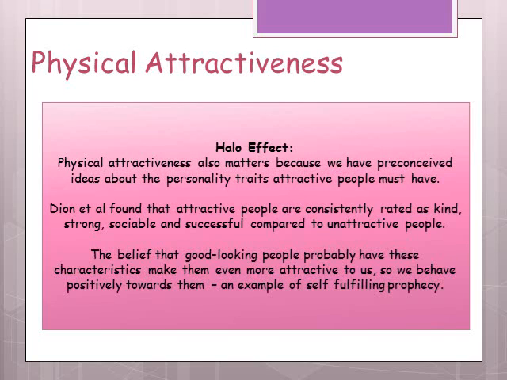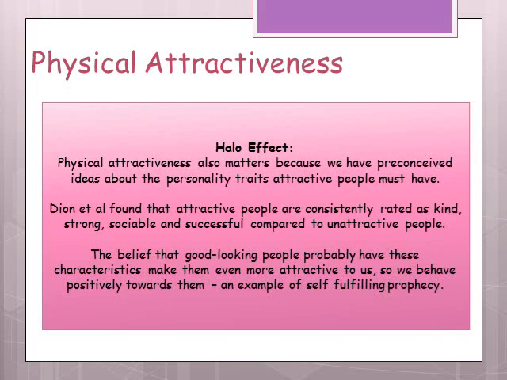Okay, so Dion found that attractive people are consistently rated as kind, strong, sociable and successful compared to unattractive people. The belief that good-looking people probably have these characteristics makes them even more attractive to us. So we behave positively towards them, which might be an example of a self-fulfilling prophecy.